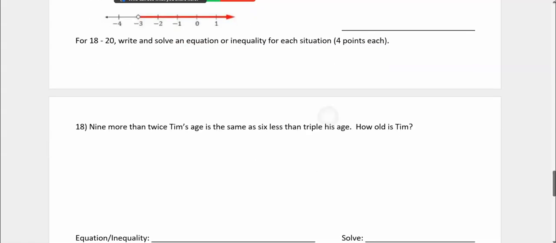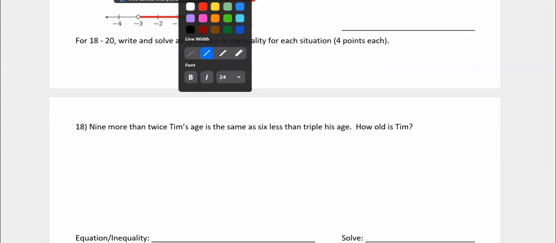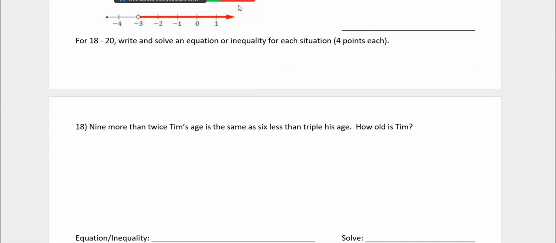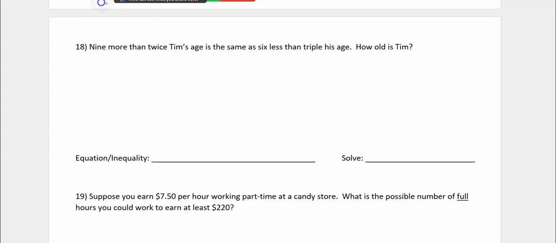All right, these directions got a little weird here. They're kind of a page off, but you want to write and solve an equation or an inequality for each situation. So we got to figure out, is it an equation or an inequality? So 18. 9 more than, and this is where we're just going to be translating words into math. 9 more than twice Tim's age is the same as, guys, that tells me this is an equals sign. This is an equation. Just keep that in mind. 6 less than triple his age. How old is Tim? So the question tells me t is my variable, Tim's age.